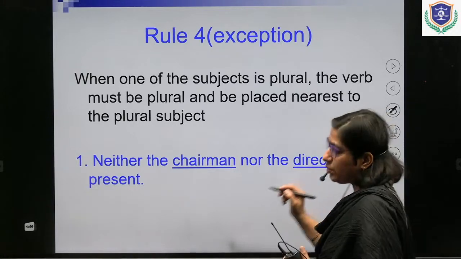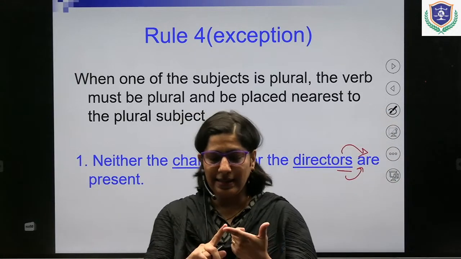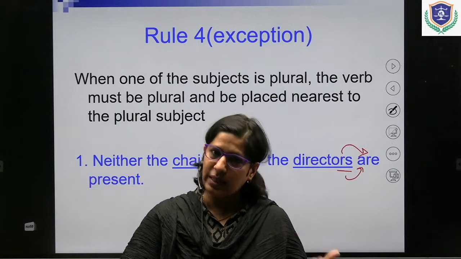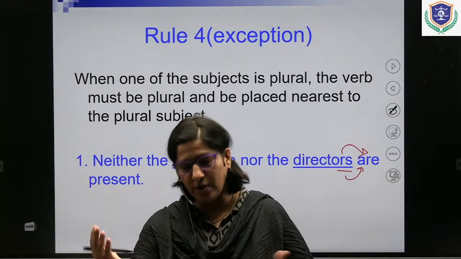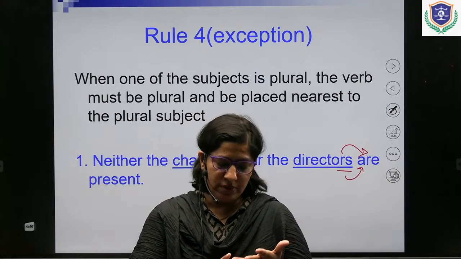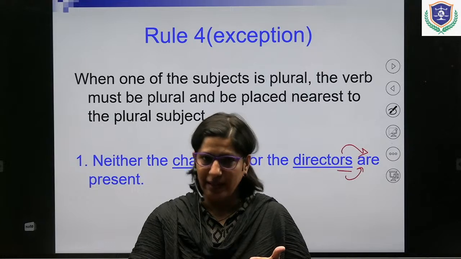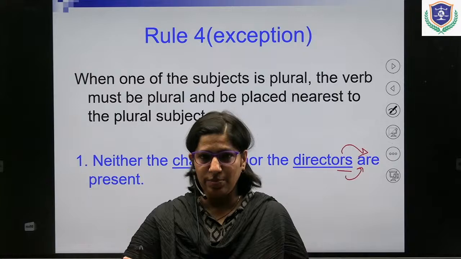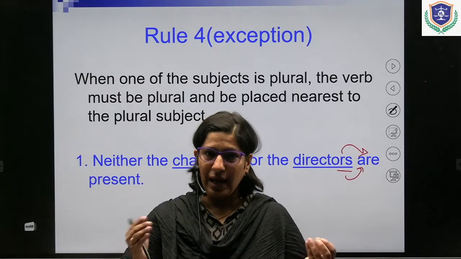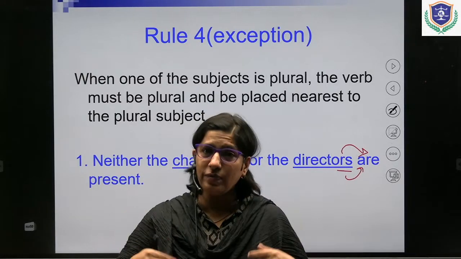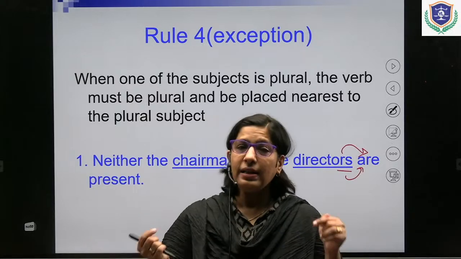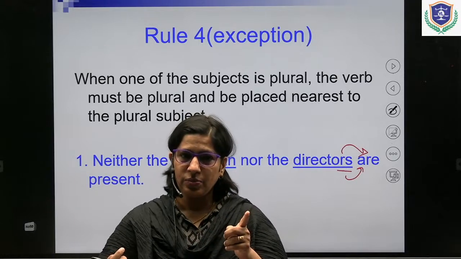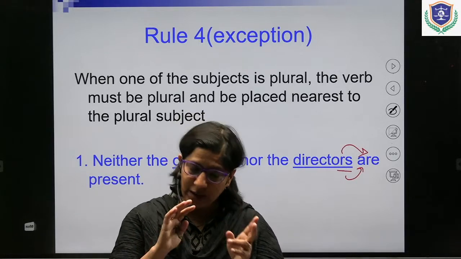Okay, so what you have to do is, single subject, single verb. Two singular subjects joined with and will take a plural verb. Two singular subjects joined with either or, neither nor will take a singular verb. Two subjects joined with either or, neither nor, where one of the two subjects is plural, then the verb closest to the subject has to tally with that particular subject.